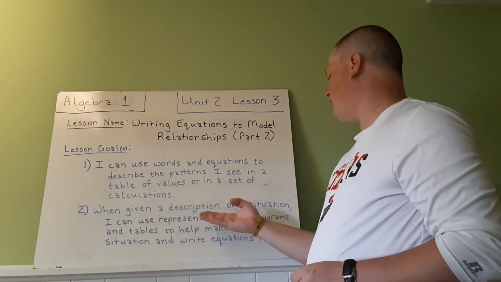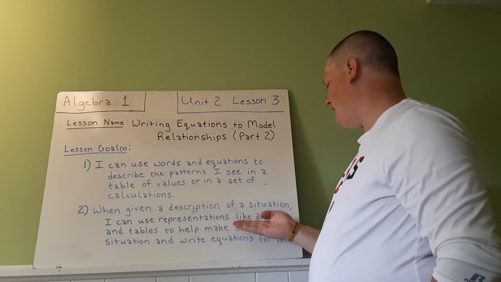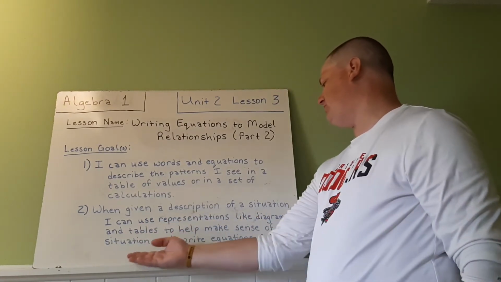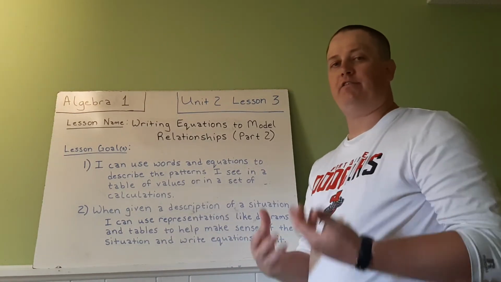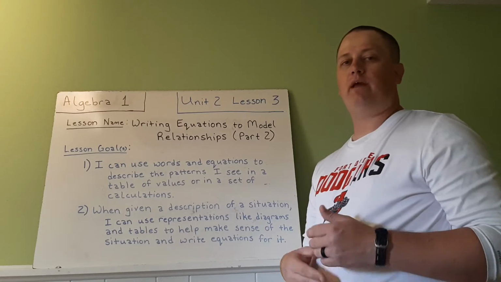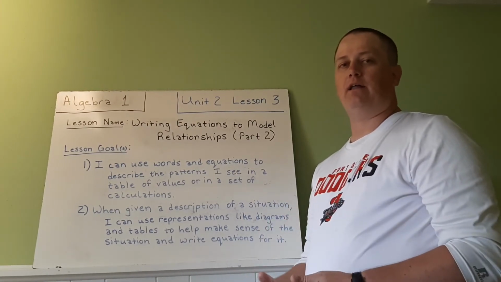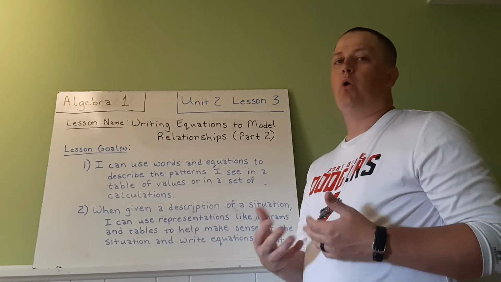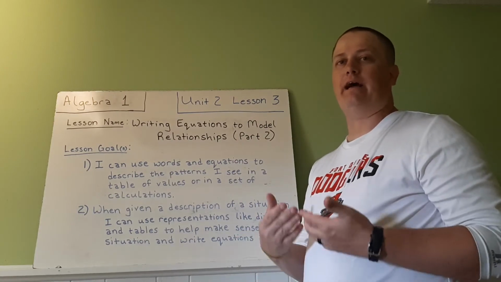When given a description of a situation, I can use representations like diagrams and tables to help make sense of the situation and write equations for it. So many times we will have a situation, and one of the best ways to get a handle on how to write the equation that will model it is by first making a table of diagrams or kind of graphing what we know so that we have a better idea of the pattern.